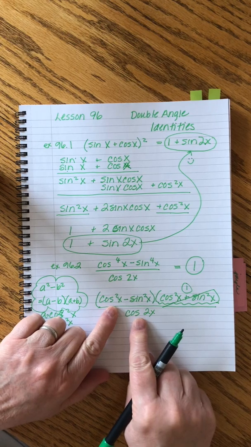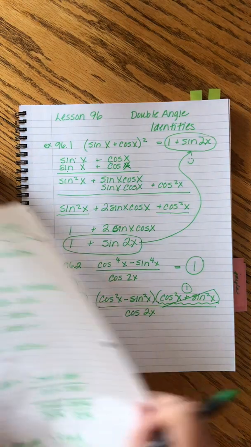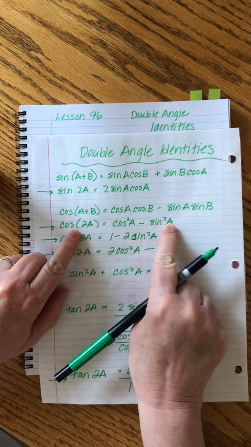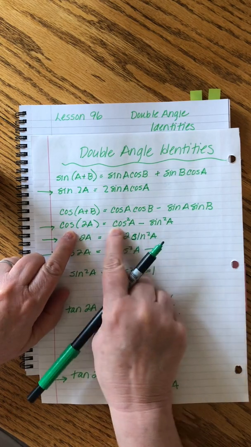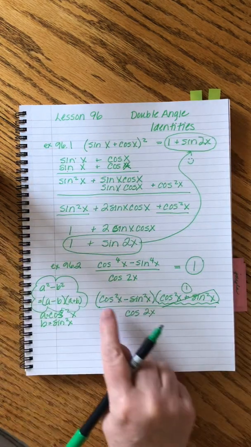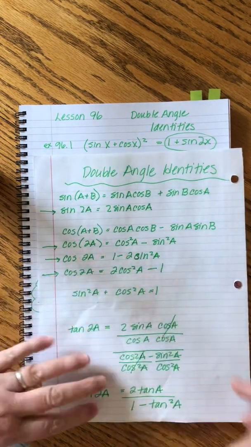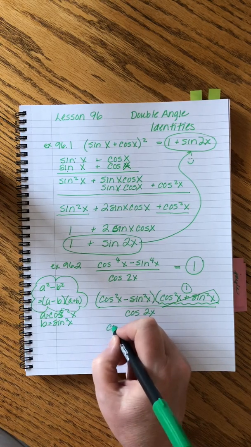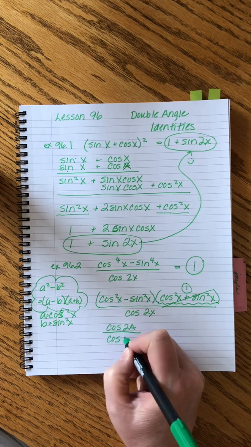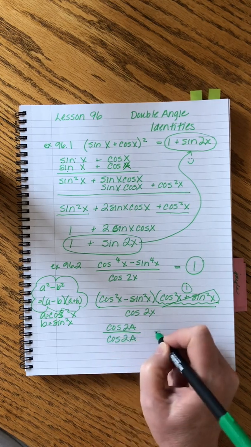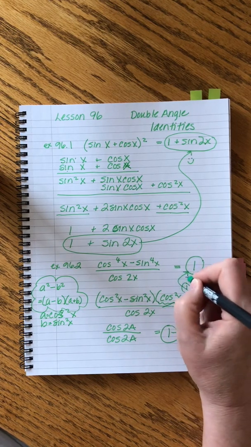Now I'm just left with this, and this is looking familiar to me as well. And I recognize it as the first of my cosine double angle expressions, right? Cosine squared A minus sine squared A. That's what we've got. So this is equal to the cosine of 2A over the cosine of 2A. That cancels. It equals 1. And there we have it.